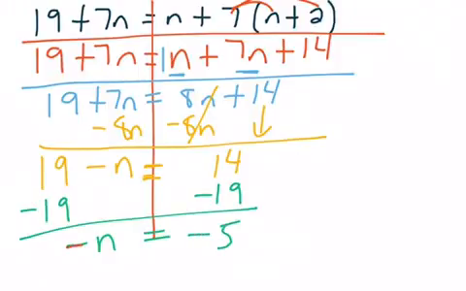I have a negative n here and a negative 5 here. So remember, I can never have a negative variable. It's like having a negative 1 next to it. So the opposite of multiply by a negative 1 would be to divide. A negative and a negative would cancel out, so n would equal 5.